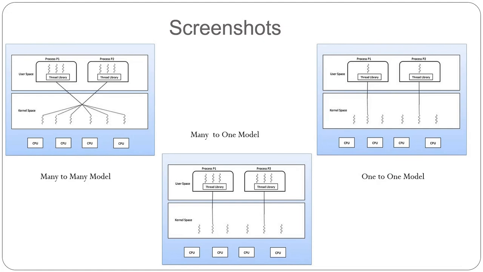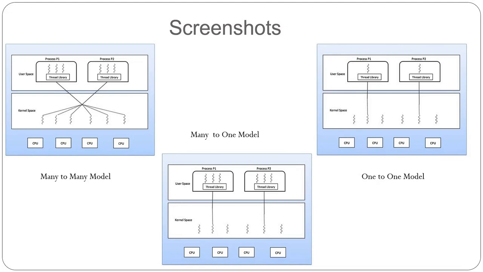Next one is the many to one model. The many to one model maps many user level threads to one kernel thread. Thread management is done in user space by the thread library, and when a thread makes a blocking system call, the entire process is blocked. Only one thread can access the kernel at a time.